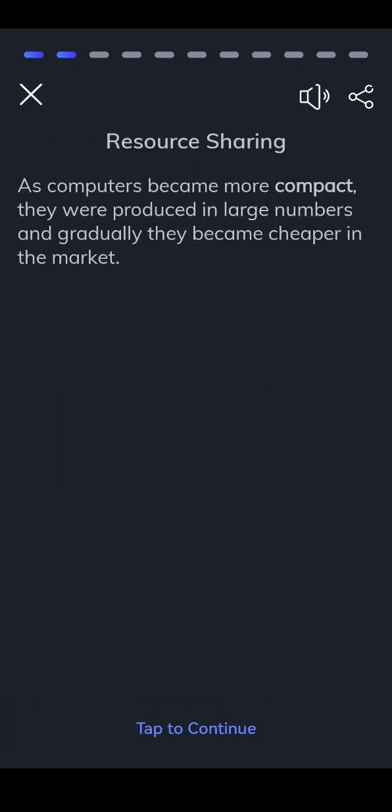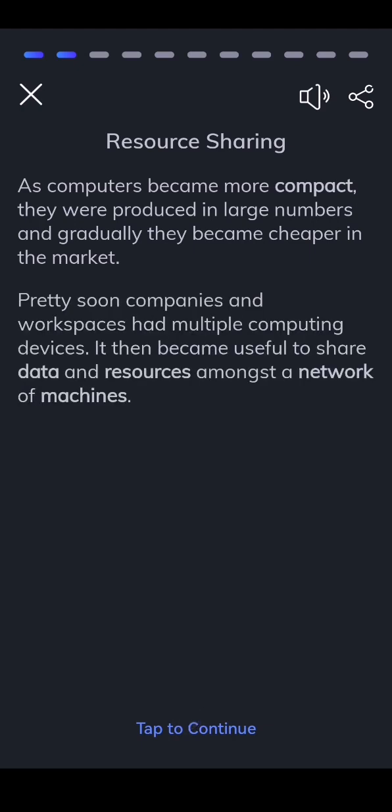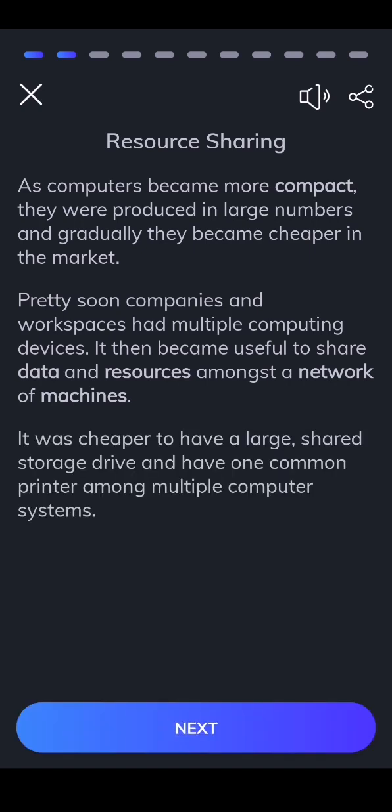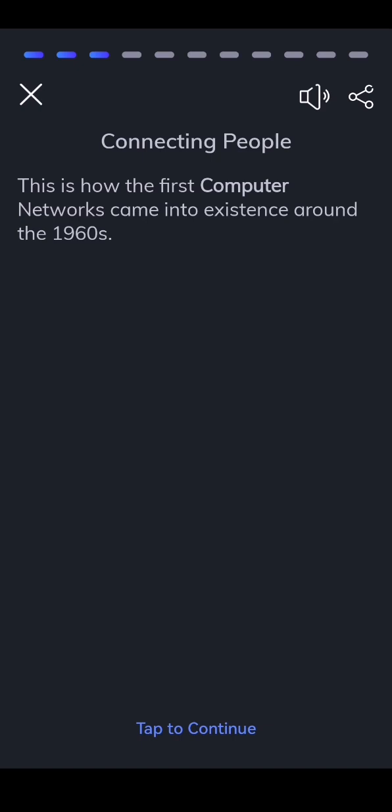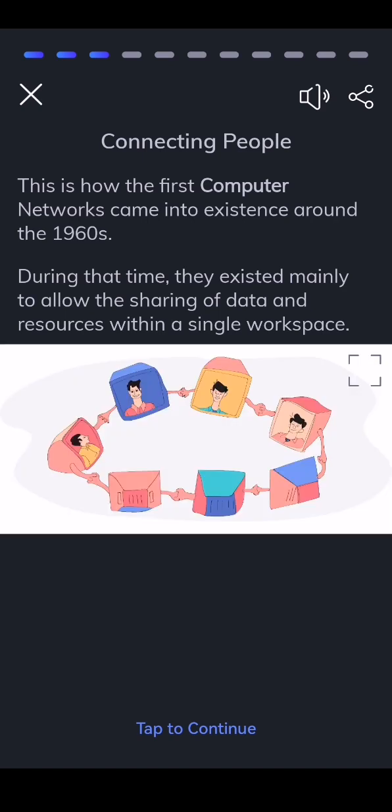As computers became more compact, they were produced in large numbers and gradually they became cheaper in the market. Pretty soon companies and workspaces had multiple computing devices. It then became useful to share data and resources amongst a network of machines. It was cheaper to have a large, shared storage drive and have one common printer among multiple computer systems. This is how the first computer networks came into existence around the 1960s. During that time, they existed mainly to allow the sharing of data and resources within a single workspace.